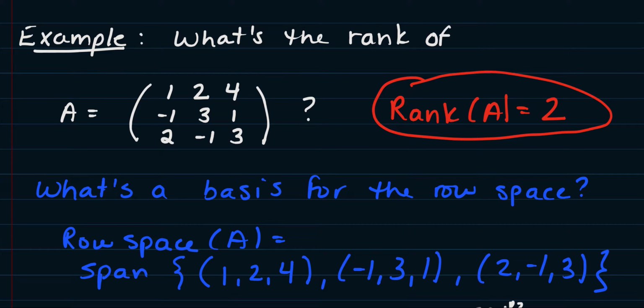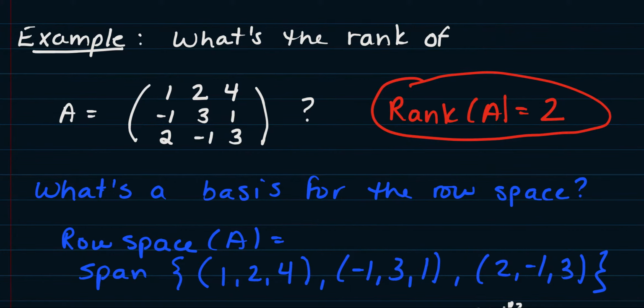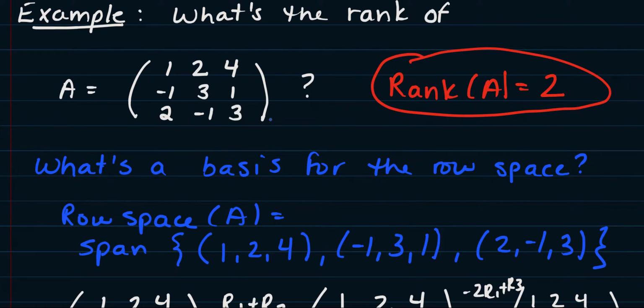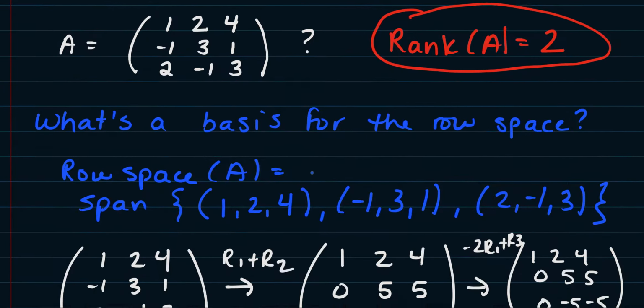Last time we ended on this example, we wanted to know the rank of this matrix. We know that the rank of a matrix is equal to the dimension of the row space. So we needed to find a basis for the row space. The row space is the span of the rows in A. And we know that if we put the matrix A in reduced row echelon form, the reduced row echelon form's row space is the same as A. So that's what we did.